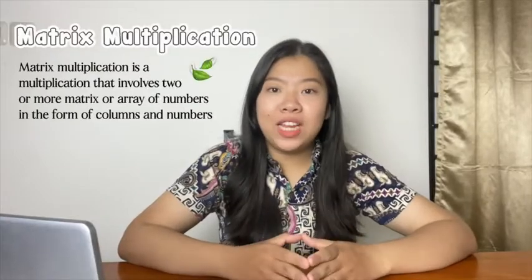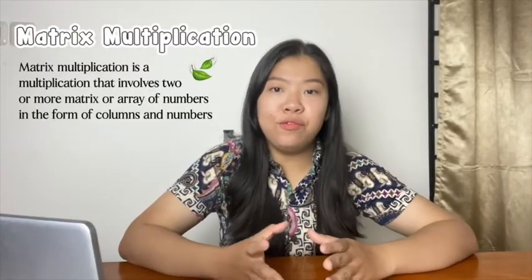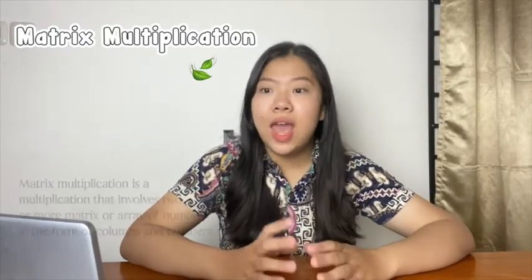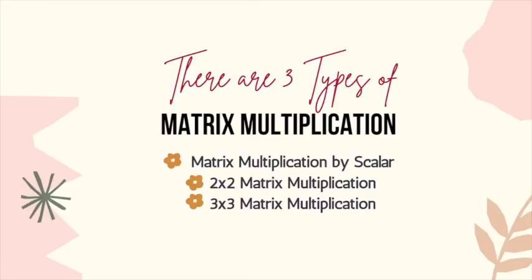Matrix multiplication is an operation that involves 1 or 2 matrix or array of numbers in the form of columns and rows and has certain characteristics. Matrix multiplication is also known as matrix product. Next, there are 3 types of matrix multiplication.